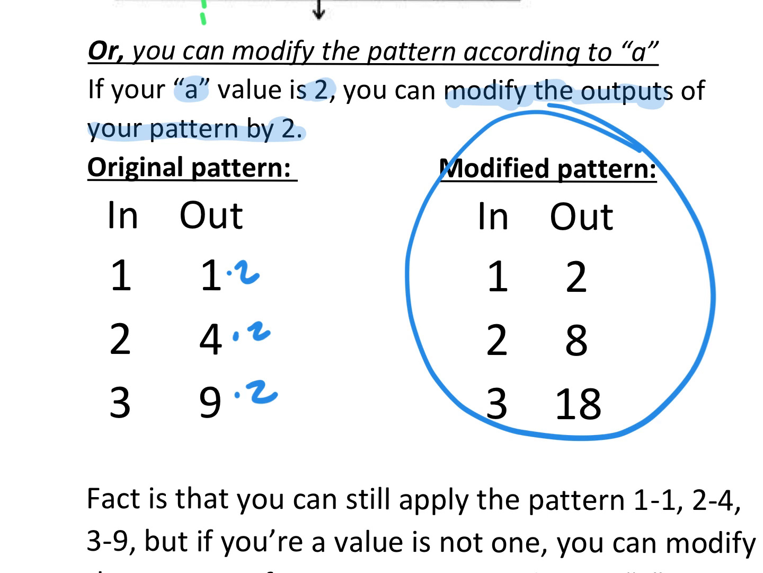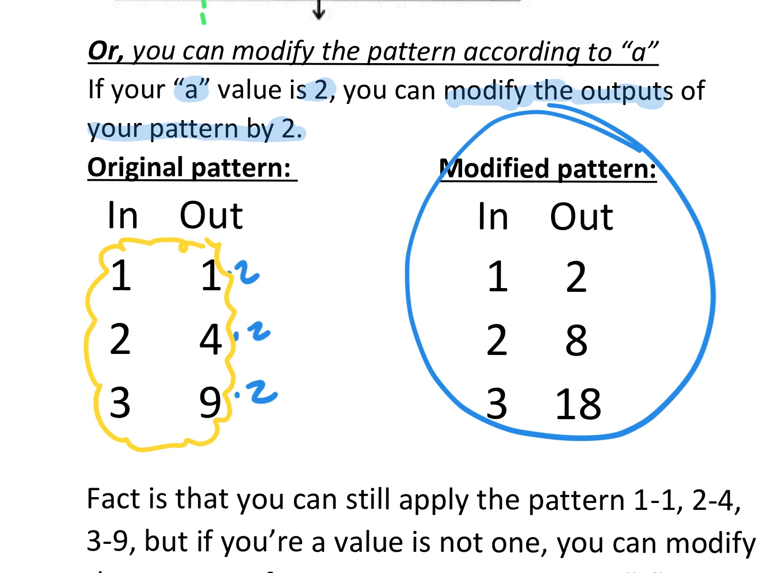And again, what if your a value was not 2? What if it was 3? Then you would say times 3, times 3, times 3. What if it were 4? You'd multiply by 4, multiply by 4, multiply by 4. So you still have to have your pattern memorized, the 1, 1, 2, 4, 3, 9. But we end up modifying the outputs by whatever your new a value is.